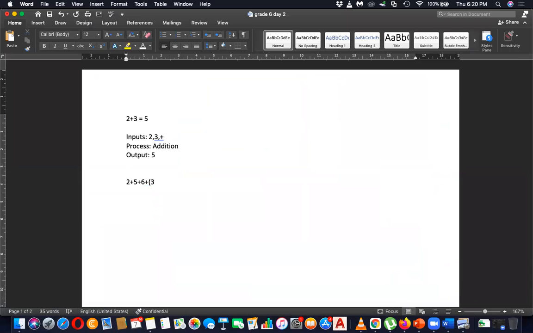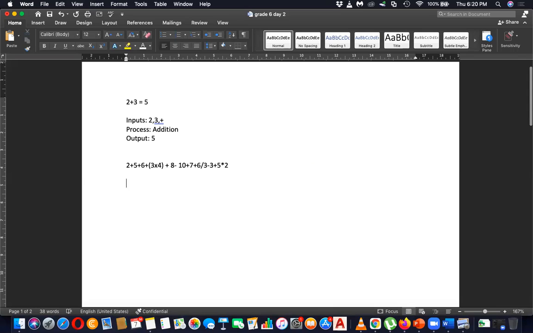3 into 4 plus 8 minus 10 plus 7 plus 6 divided by 3 minus 3 into, okay, minus 3 plus 5 into 2. So what is the answer of this? What is the answer of this?